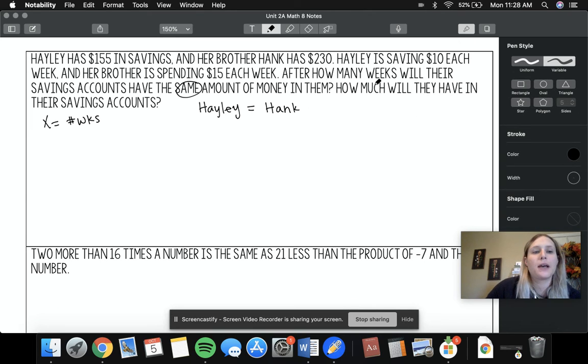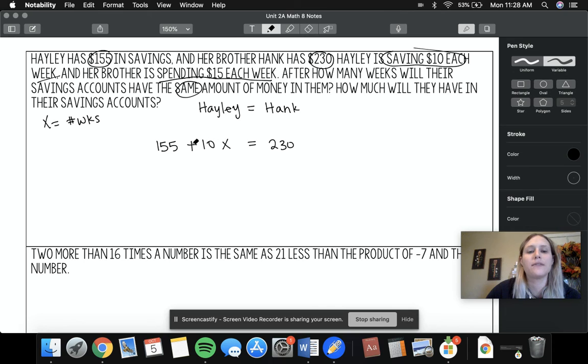Okay, so Haley right now has $155 in the account. Hank has $230, so I'm going to put that over here with Hank because we're comparing the two. Haley is saving $10 every single week. So it looks like she's adding to her bank account and she's saving $10 every single week. Every week, so we put the x. Okay. Her brother seems to be spending $15 every single week. So instead of adding, we're spending the money. So we're going to take out $15 every week because x is our number of weeks.